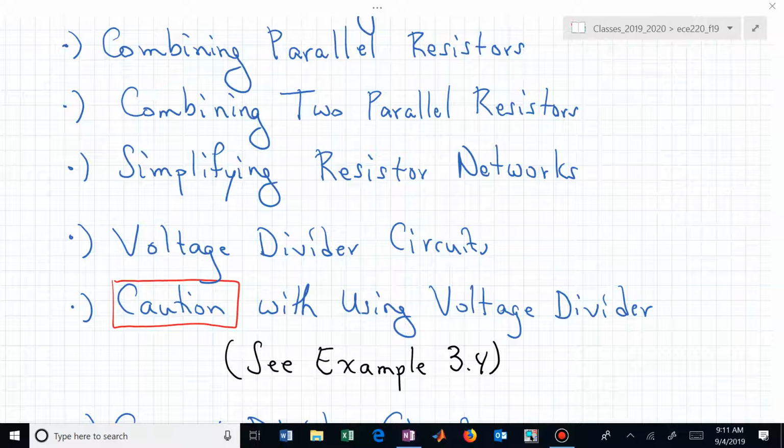That not only will be used in this class, but you'll also use it in the next class, 320, when you're talking about power. You might have sources.